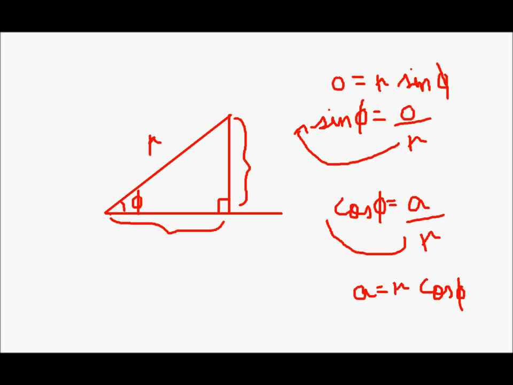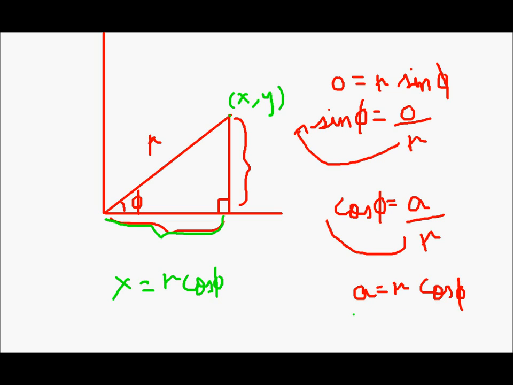Now imagine if this was the axis and this point over here was given by x comma y. So x, that is this distance, is r cos phi from here, and y, that is this distance, which is the same as this distance, is given by y is equal to r sin phi.